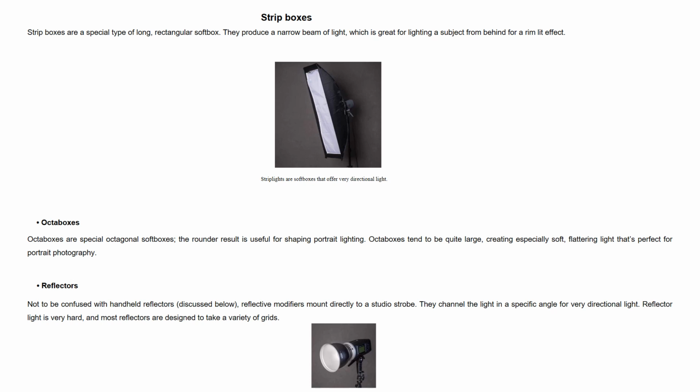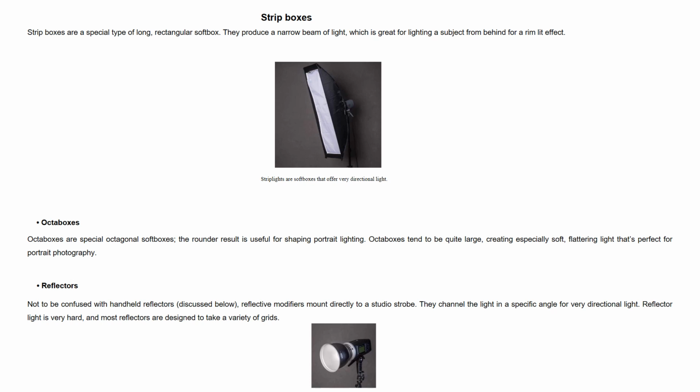Next is octa boxes. Octa boxes are special octagonal softboxes. The round result is useful for shaping portrait lighting. Octaboxes tend to be quite large, creating especially soft, flattering light that's perfect for portrait photography.